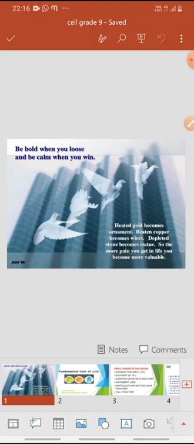Be bold when you lose and be calm when you win. Heated gold becomes ornament, beaten copper becomes wires, depleted stone becomes statue. So the more pain you get in life, you become more valuable. With this beautiful message, we are entering into today's session.